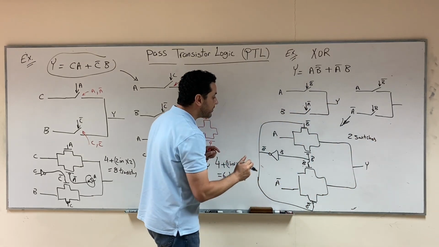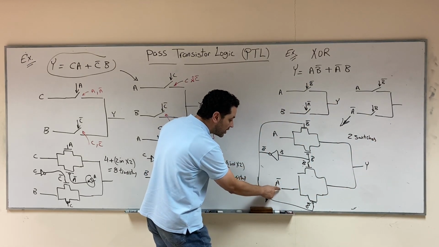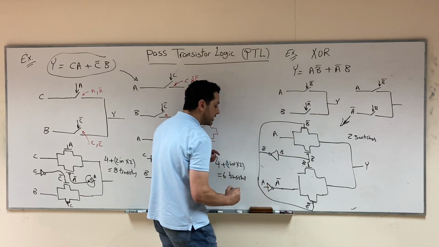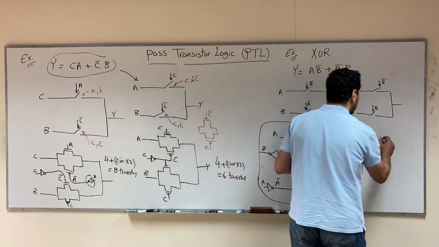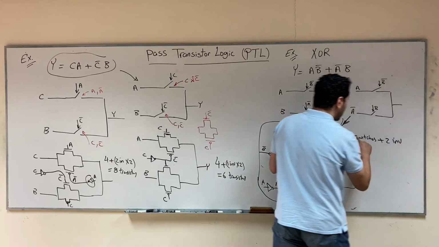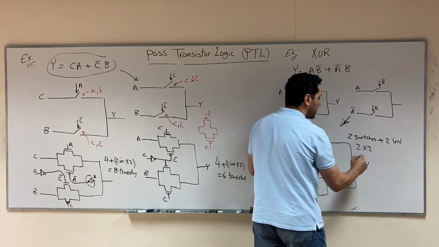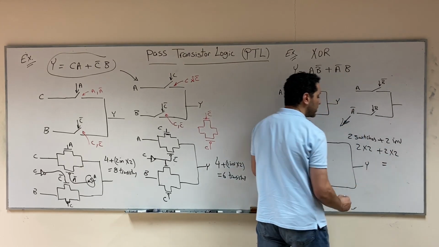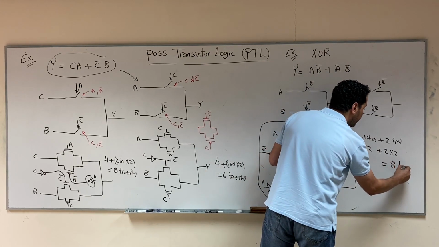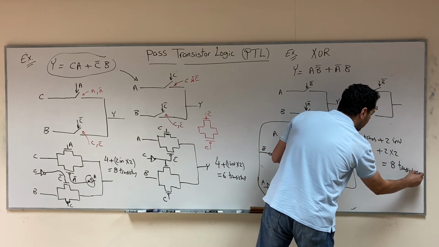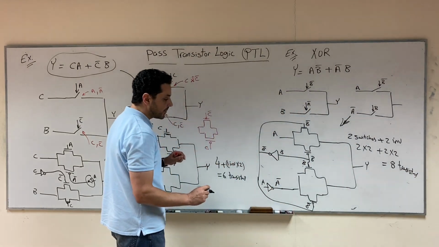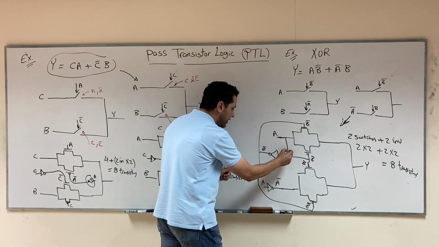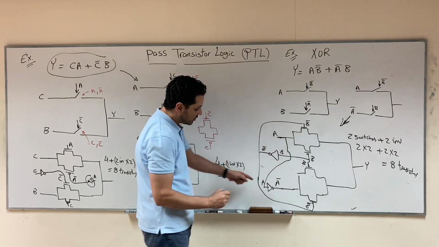And how many inverters? We used one inverter for B, but also we need here one inverter for A, right? We need one inverter for A. So here, two switches and two inverters. Two switches, each switch has two transistors, and two inverters, each inverter has two transistors, so total we'll have 8 transistors. So total we have 8 transistors. However, this is how we implement it. Of course, you take this A and you take it here to invert it.